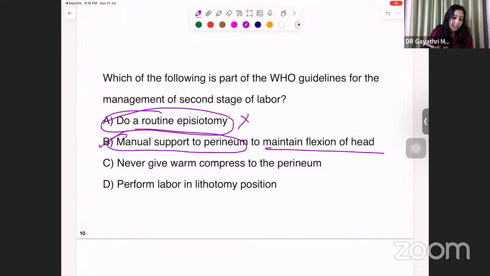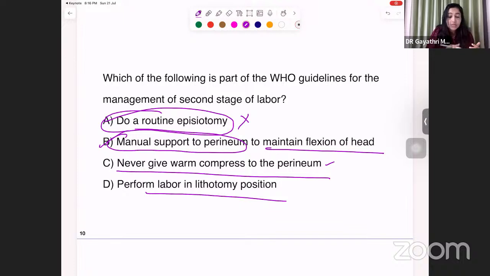So that is correct. Never give warm compress to the perineum? No, ideally warm compression, that is applying some warm compression on the perineum, has actually been shown to decrease the risk of perineal tear. So again, warm compression can be given. You have to perform labor in lithotomy? Many times you might have seen the patient being kept like this in the lithotomy. Again, lithotomy is not a routine. It is now told that the patient can deliver in any position of her choice. She can deliver in standing position, sitting position, even in lithotomy position. So position of her choice. Again, lithotomy is not a routine.